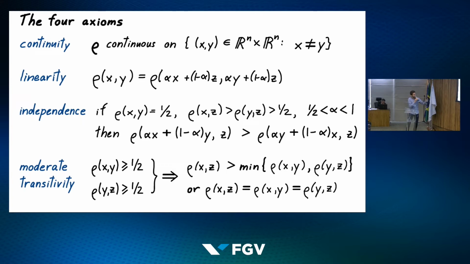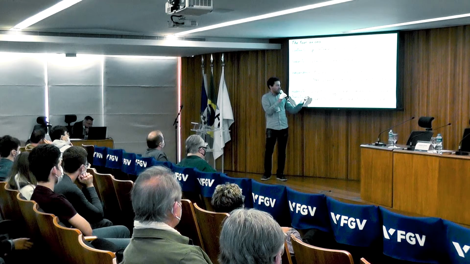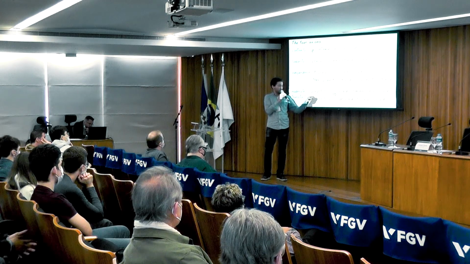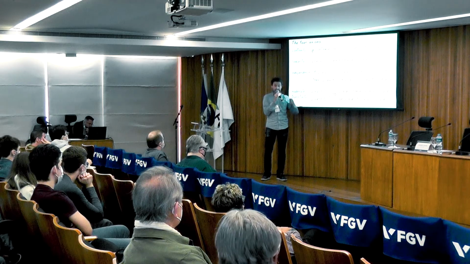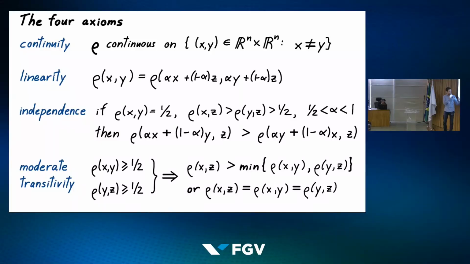Yes, there's some finesse here on what I'm going to say, but it's the following. If more than 50% of your population ranks X over Y, and more than 50% of your population ranks Y over Z, moderate transitivity requires that X over Z is strictly larger than the minimum between those two. So if this is, let's say, 60%, and this is, let's say, 80%, then X over Z has to be at least 60%.